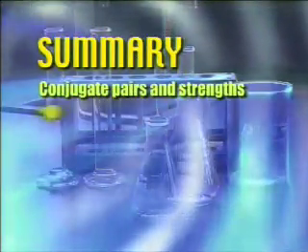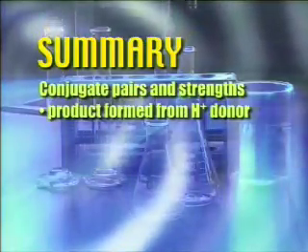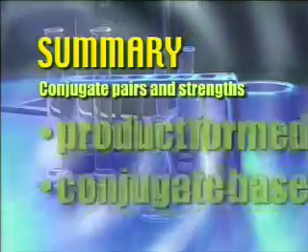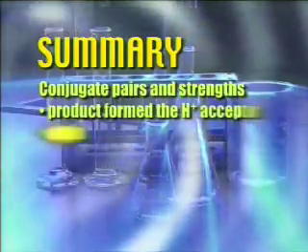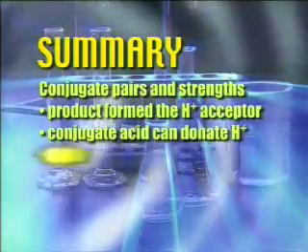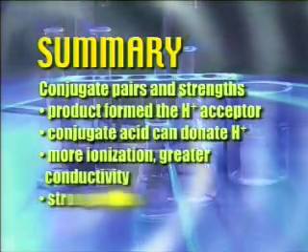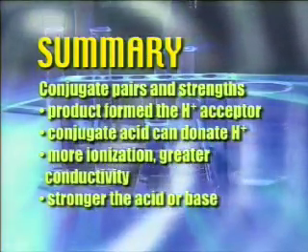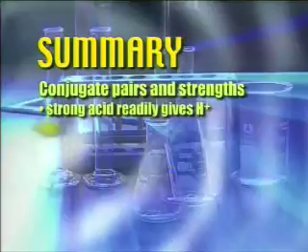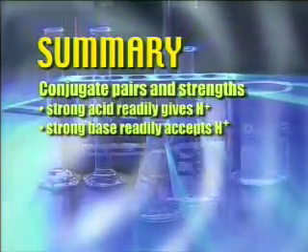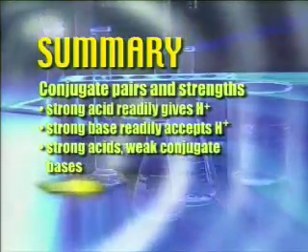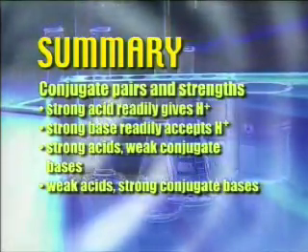In a reaction, when acids react, H+ ions are donated. The product is called a conjugate base because it can accept an H+. The product formed when bases react is called a conjugate acid because it can donate an H+. The more ionization, the greater the conductivity and the stronger the acid or base. Strong acids readily donate H+ ions. Strong bases readily accept H+ ions. Strong acids have weak conjugate bases, and weak acids have strong conjugate bases.